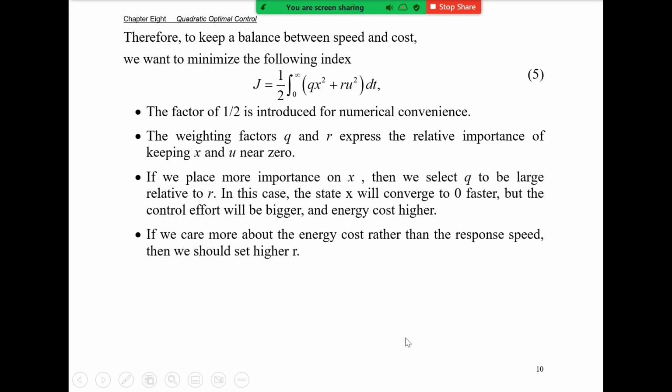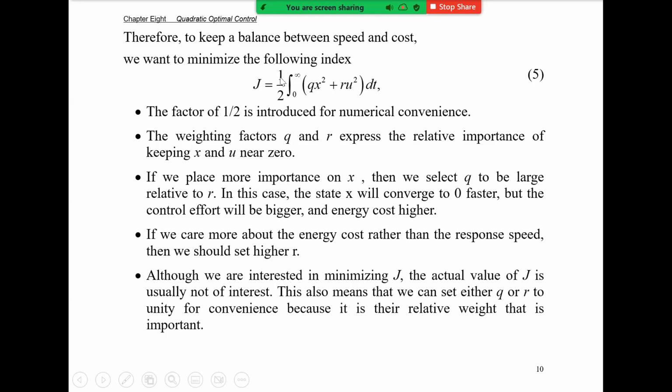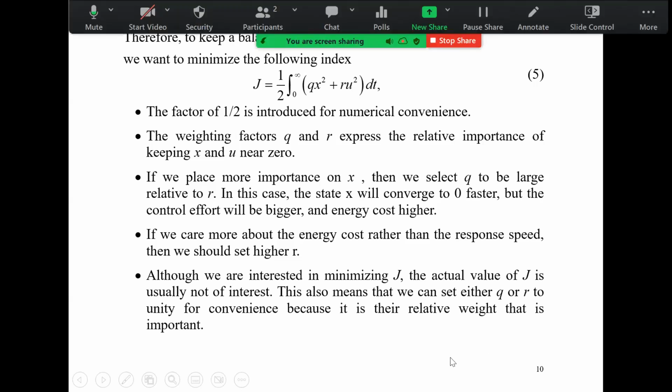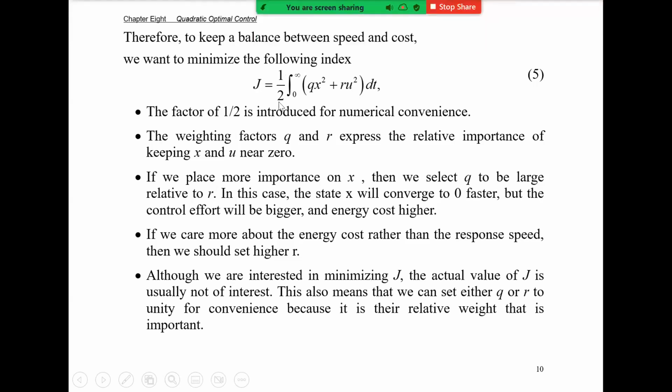Now, although we want to minimize this cost function, the final value of this cost is not our objective. We minimize it to derive the control law. So the numerical value of this J is not important. Minimizing J is also equivalent to minimizing it without the 1 over 2. And we can just set one of Q and R as 1, because it's just the relative importance that matters.